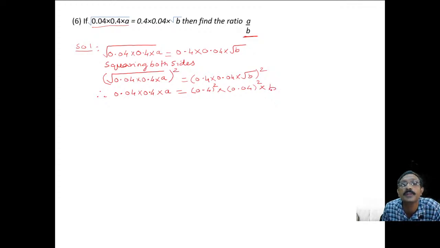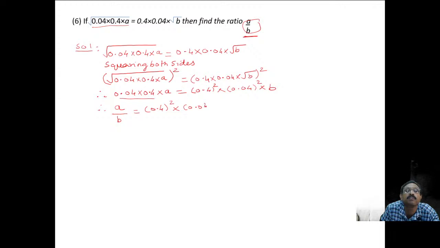That becomes b. Now what we wanted here is the ratio of a upon b. A is here. Can I bring this b over here? Therefore, a upon b, which is equal to, and can I take this full quantity this side? Yeah, I can take it. 0.4 square into 0.04 square, both are square, upon, what is the value given to me here?